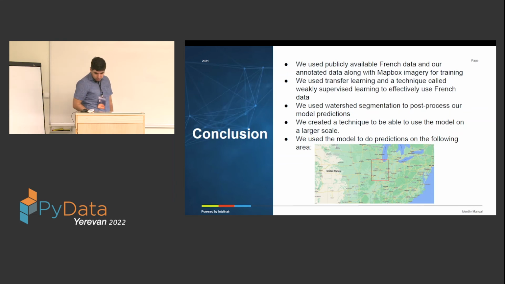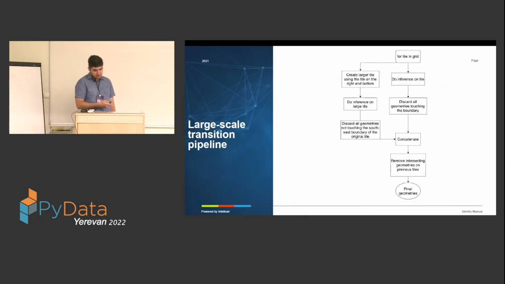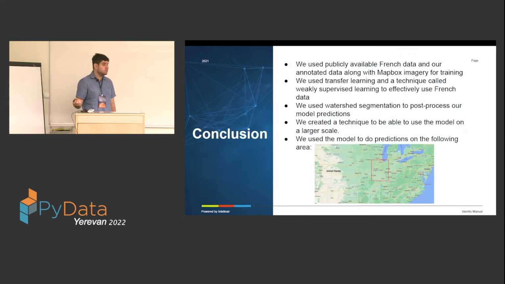To conclude, we used publicly available French data and our annotated data along with Mapbox imageries for training. We used transfer learning and this method called weakly supervised learning to effectively use both our data sources. And we used watershed segmentation to post-process our predictions because otherwise the instances were incorrect. We created this technique to be able to move to a larger scale. And we used all this to do the predictions on the following area.